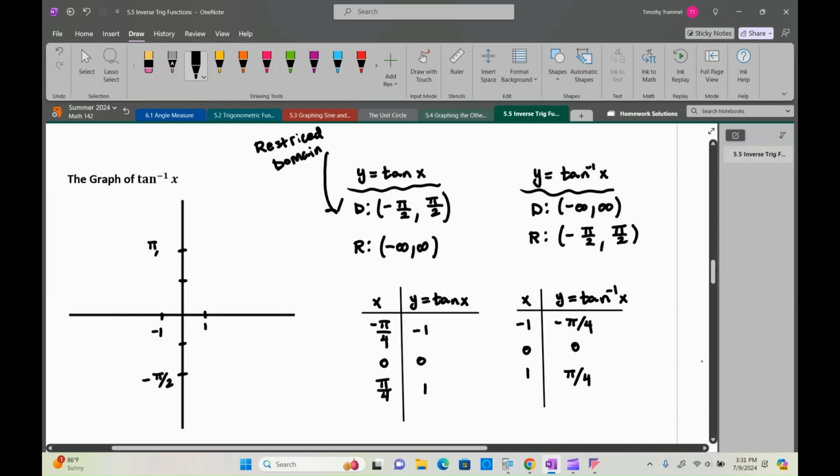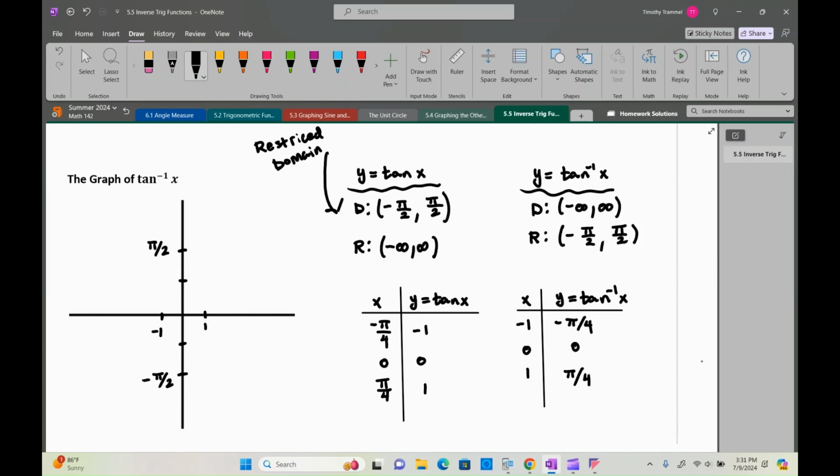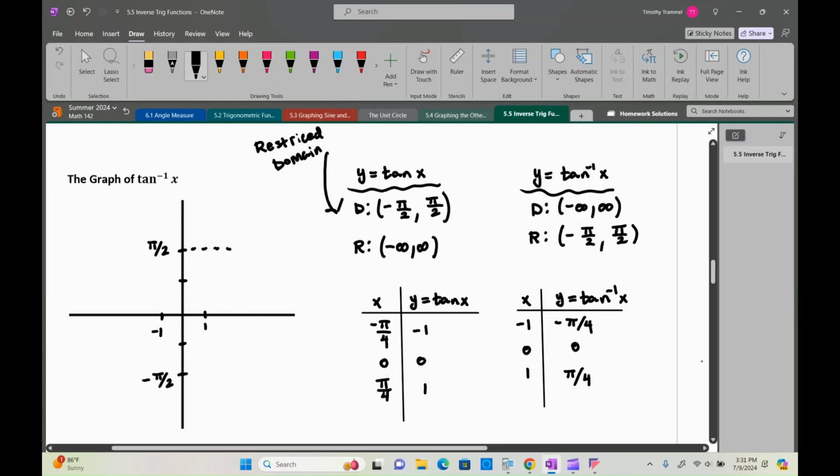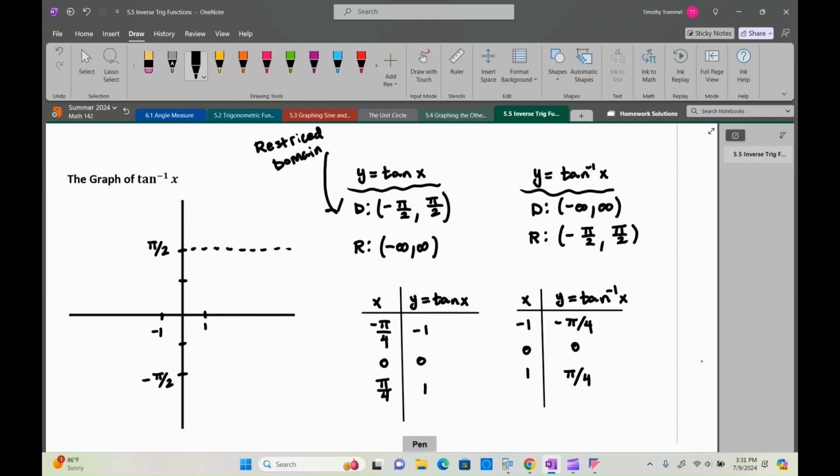So again, you might be noticing here that our range for the inverse trig function is stuck between minus pi over 2 and pi over 2. It may not be obvious at the moment, but there are actually going to be horizontal asymptotes here. It's never going to reach pi over 2, and it's never going to reach minus pi over 2.